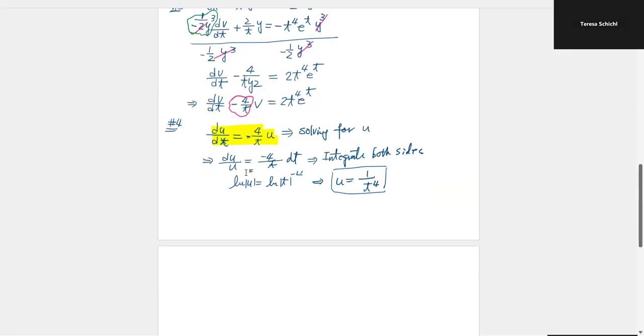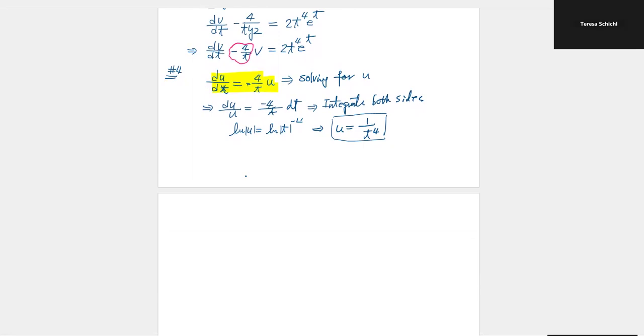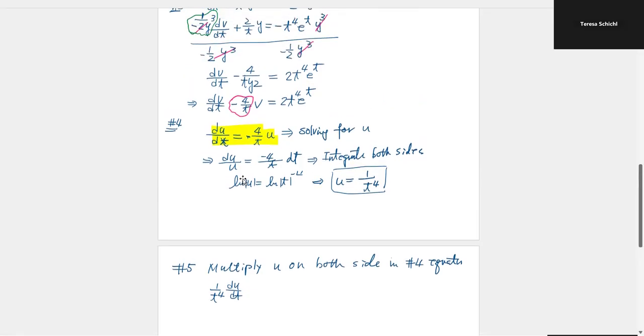After I get that, my next step is to multiply the integration factor to both sides, right? So I will need to multiply the u on both sides in equation number 4. So that's what the integration factor helps us do. So this will be 1 over t the fourth du dt, and it's a minus. I'm sorry. Let's call the original equation number 3.